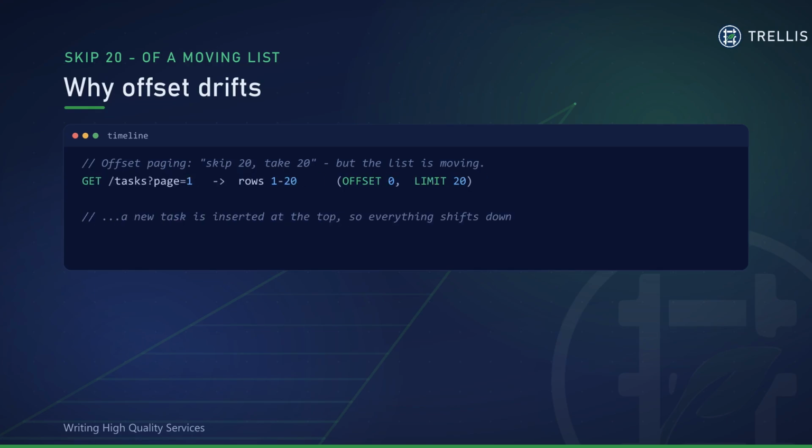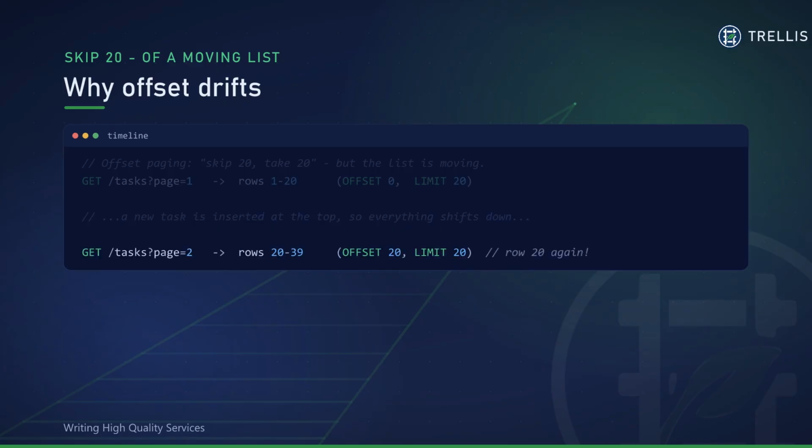Here's why offset drifts. Page 1 returns rows 1 through 20. Offset 0, limit 20. Then a new task gets inserted at the top, and every existing row shifts down by 1. Now page 2 asks for offset 20, but offset 20 now points at the row that used to be 19. So the client sees row 20 a second time. Insert a row, you repeat one. Delete a row, you skip one. The more the list changes, the worse it gets.